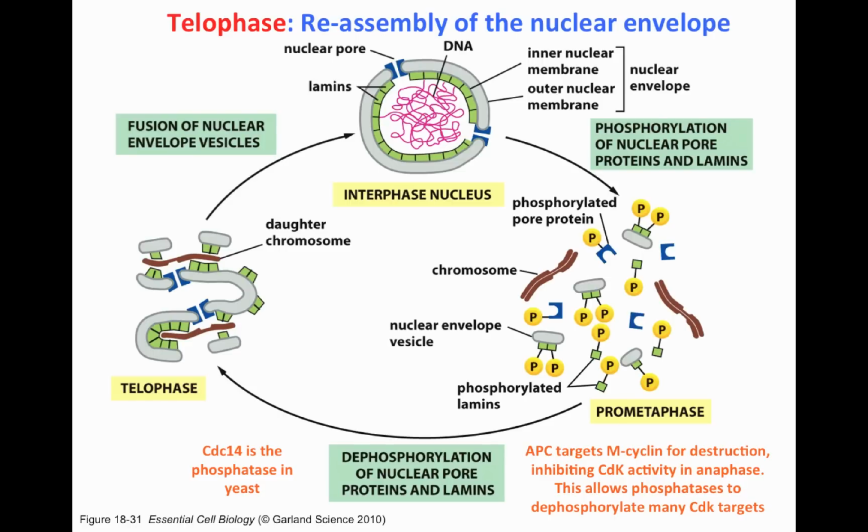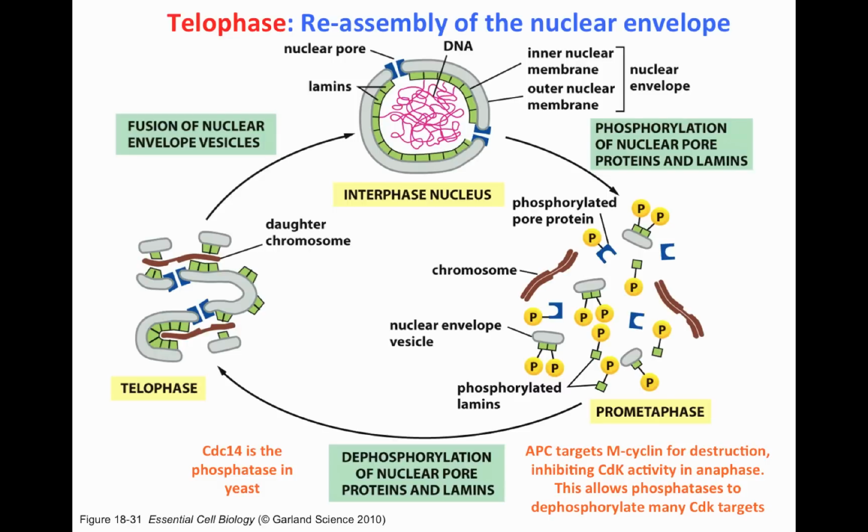After anaphase is complete, you will have the cell begin to go through telophase. As I mentioned to you, one of the main activators during the M phase is M cyclin with M-Cdk, and M-Cdk is going to activate APC. But APC, one of the targets is going to be M-cyclin. So M-cyclin will be targeted for destruction, which is going to inhibit CDK activity during anaphase.